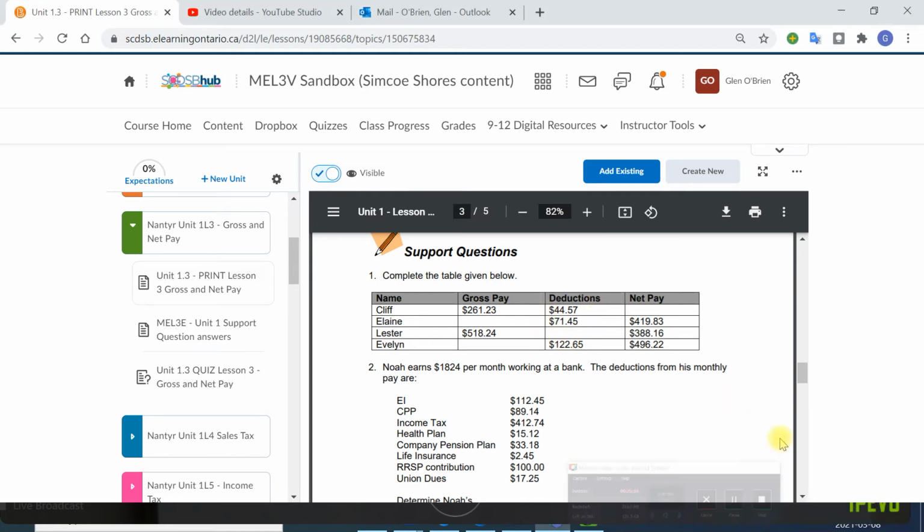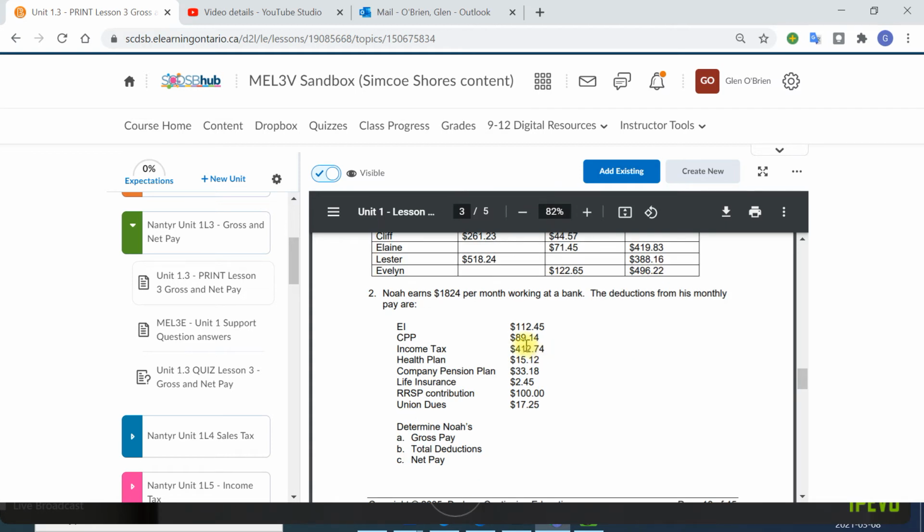We just finished off question number 1, that table, and blank 1, blank 2, blank 3, blank 4, using our formula that net pay is equal to gross pay minus deductions. So here we go. We're doing the same kind of idea here, except here are all our deductions, and here's our gross pay. Again, it's per month. This is the total amount that it makes per month, and then these are all the deductions for 1 month.